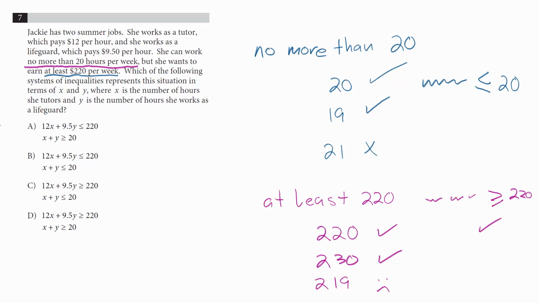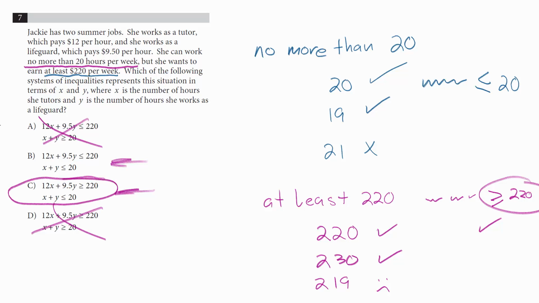So now let's look at our options. The only options that have less than or equal to 20, there are 2 of them, this one and this one. That means these options are gone. And then we have to check for greater than or equal to 220, which means option C is our answer.